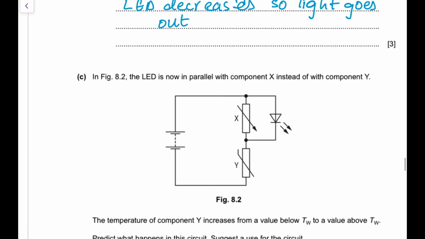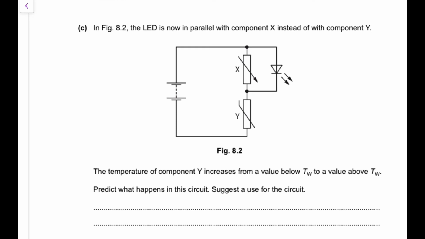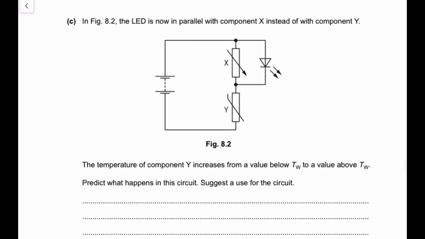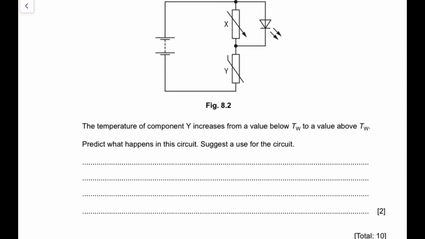See in figure 8.2, the LED is now in parallel with component X instead of component Y. So now the LED is connected in parallel with the variable resistor. The temperature of component Y increases from a value below T to a value above T. So once again, I'd draw the temperature resistance graph to help myself. Predict what happens in this circuit, and suggest a use for the circuit.